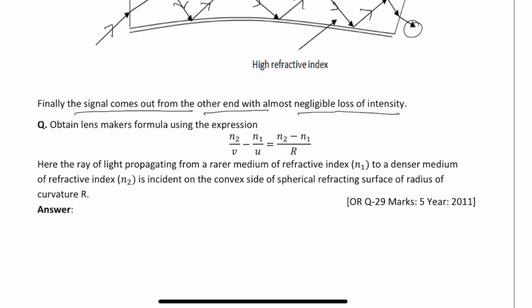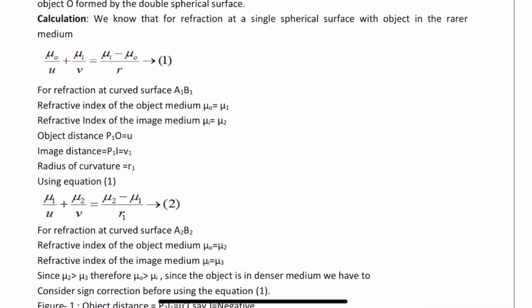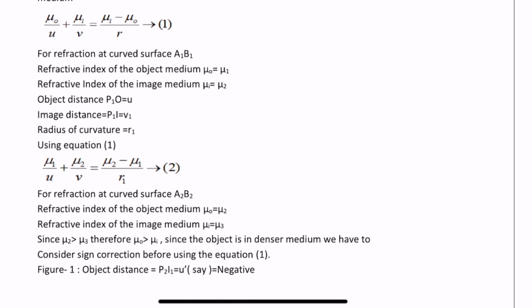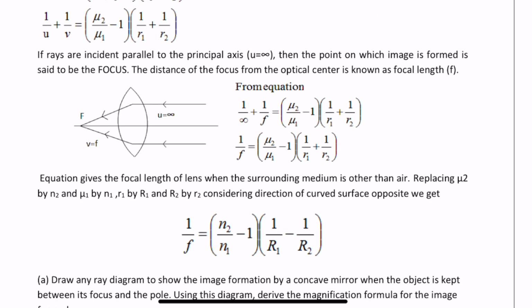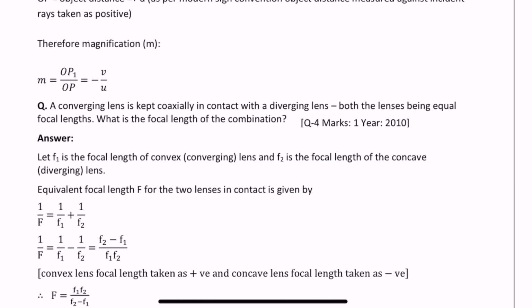Obtain the lens maker formula. This we have already explained. This particular lens maker formula is explained in a complete video. It requires more than 30 minutes to explain everything, so that is why I am skipping it. Just take the screenshot and follow the video.